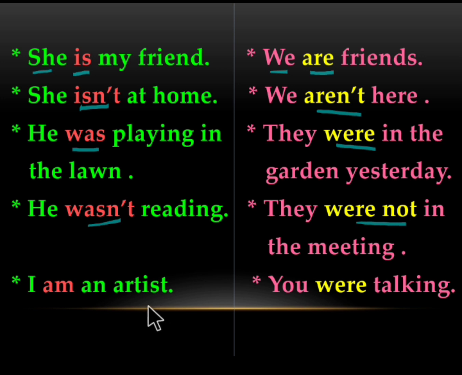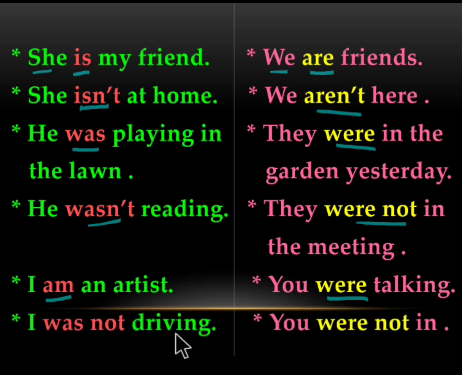I am an artist. This is the special be verb for I. Am is the special be verb for I. So here am. You were talking. You is considered as the plural pronoun. So we use the plural be verb were. I was not driving. When it is taken to the past tense, for I we use the singular be verb was and the negative form was not. For you, since it is considered as plural, we use were for the positive as well as the negative.